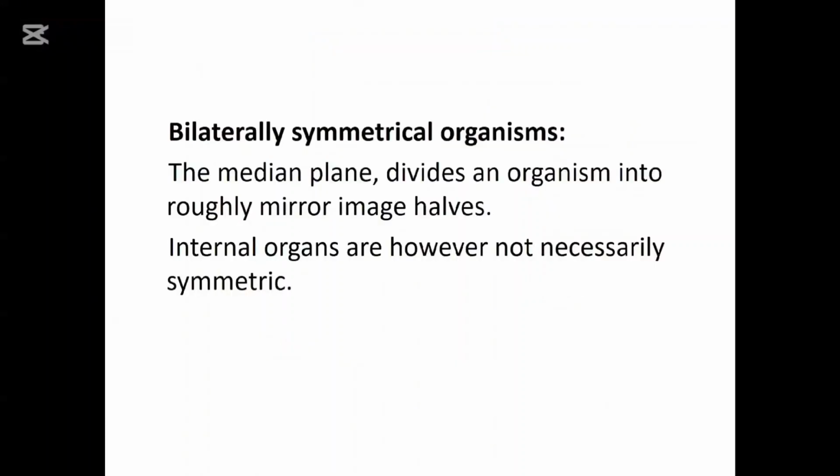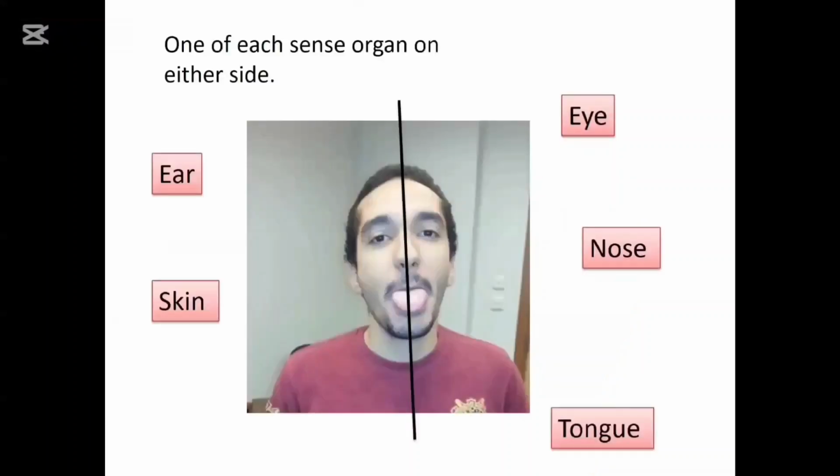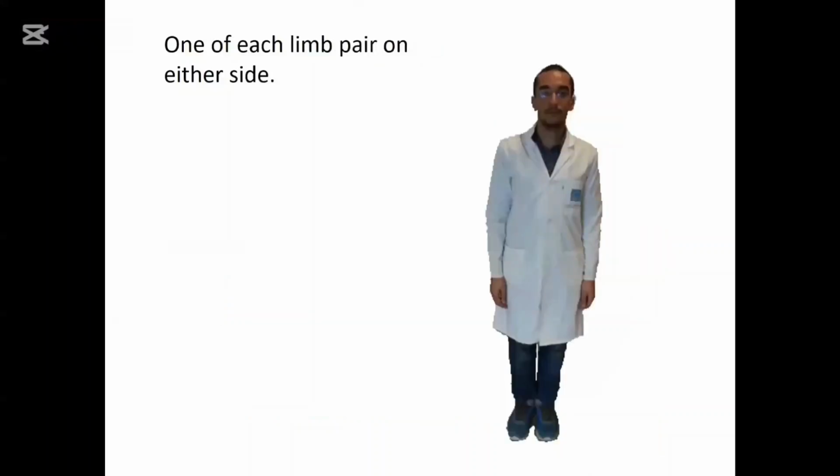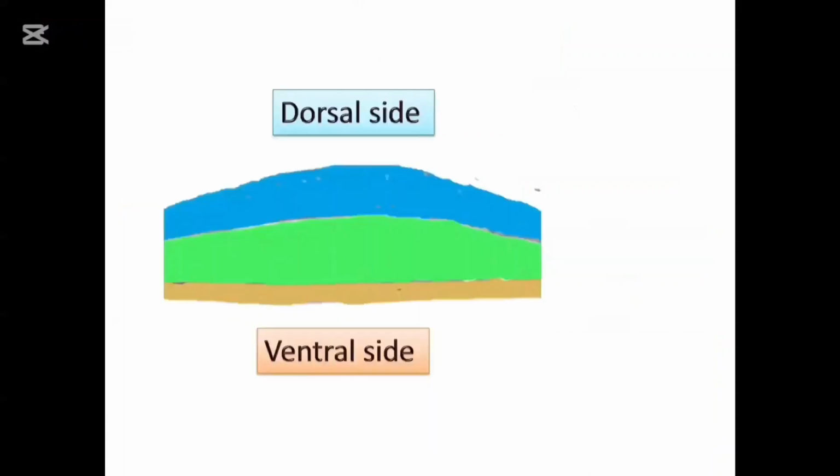While bilaterally symmetrical organisms can be divided by the midline into two mirror images, only from outside, but internal organs can differ. Here is a bilaterally symmetrical organism. His left side from outside is like his right side. Ear, nose, skin, tongue. He is bilateral. He has on each side limbs, two limbs on each side. The endoderm, the inner layer, will give the epithelial lining of the urinary bladder, urethra, thymus, thyroid, parathyroid, gallbladder, pancreas, liver, and the epithelial lining of the gastrointestinal tract.